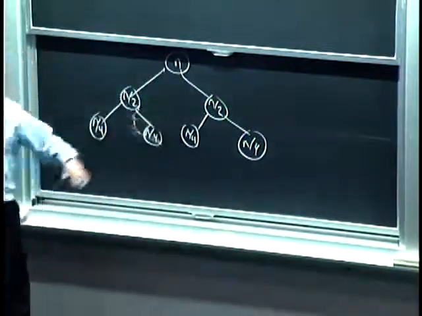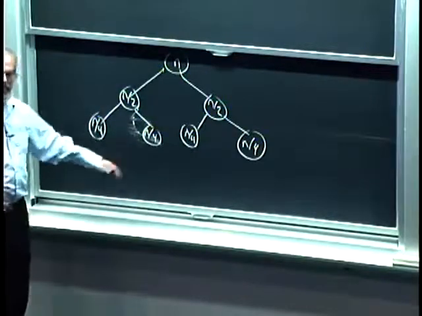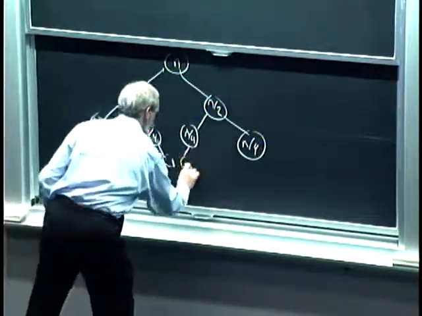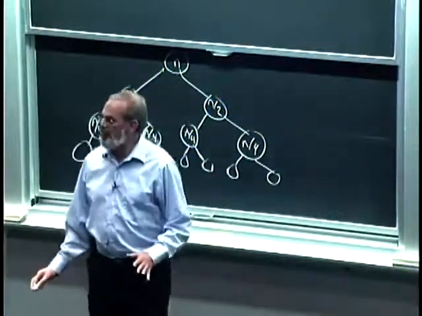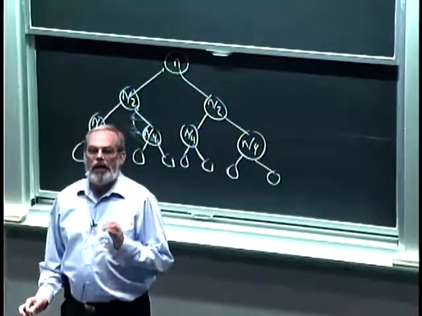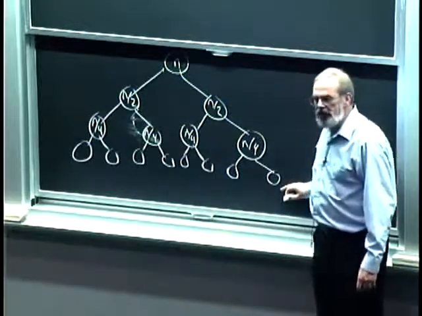We split it into 2 problems of size n over 2. Those get split each into 2 problems of size n over 4, and we keep doing that until we get down to a level in this tree where we have only singletons left over. Okay, once we're there, we have to do the merge. And notice what happens here.